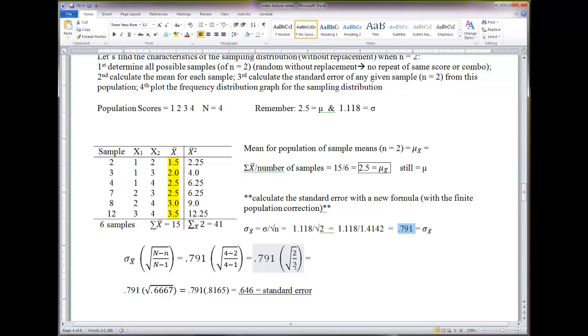So if we simplify this, we'll keep this 0.791, 4 minus 2 is 2, 4 minus 1 is 3. The next step is to take 2 divided by 3, and you get 0.6667. Then you take the square root of that, and you get 0.8165. And then we multiply these two together: the original standard error, if we were sampling with replacement, multiplied by this correction factor. The standard error that we would calculate would be 0.646.